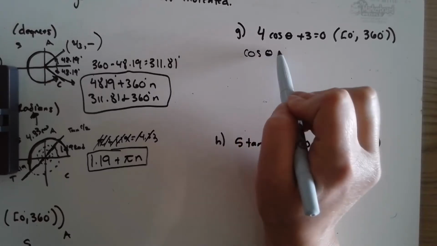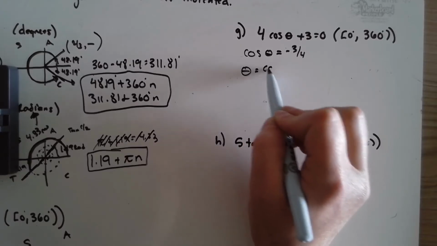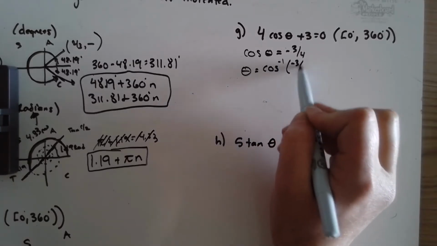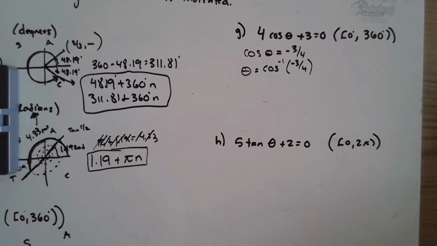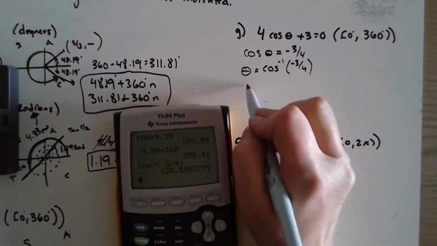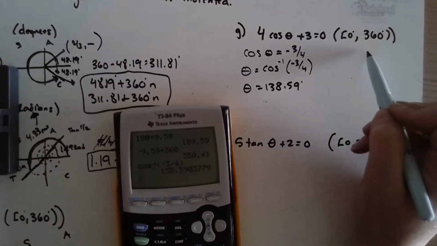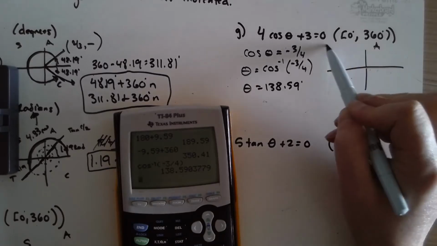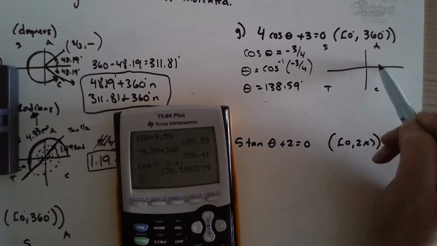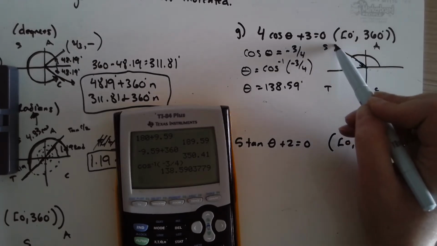Okay. So again, an interval between 0 and 360. Cosine theta equals negative 3/4. Theta equals cosine inverse of negative 3/4, or arc cosine. Okay, I should still be in degrees because I haven't changed my calculator. So I get theta equals 138.59 degrees. Okay, all students take calculus. 138, that is going to be give or take about here.